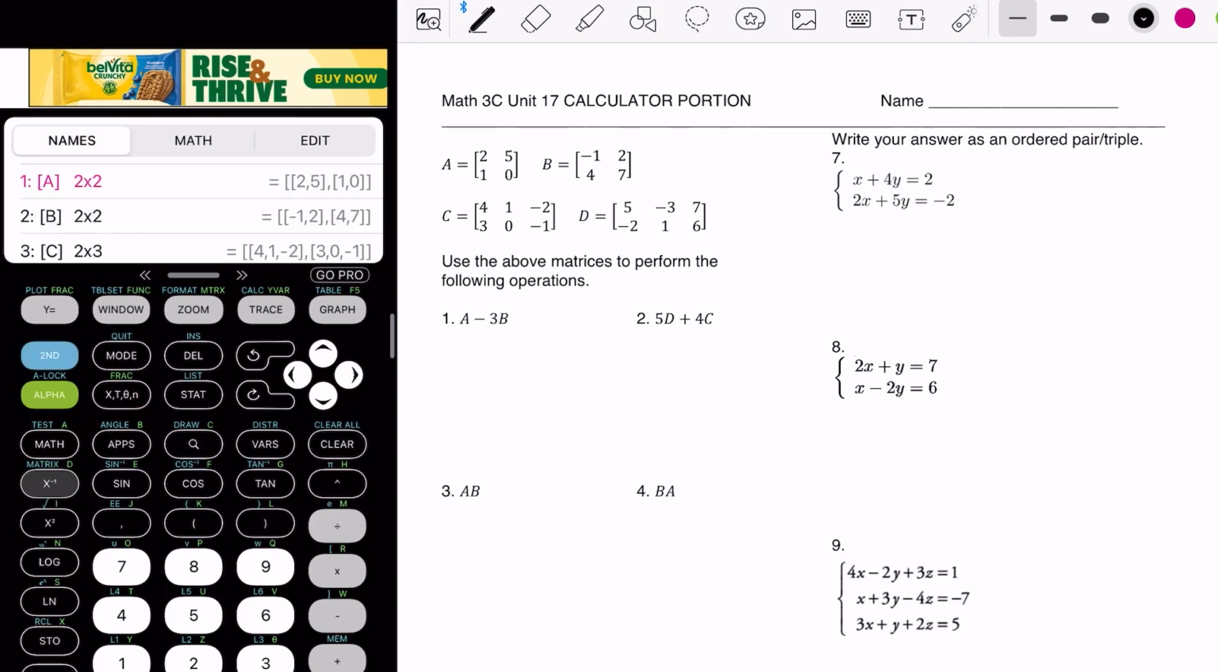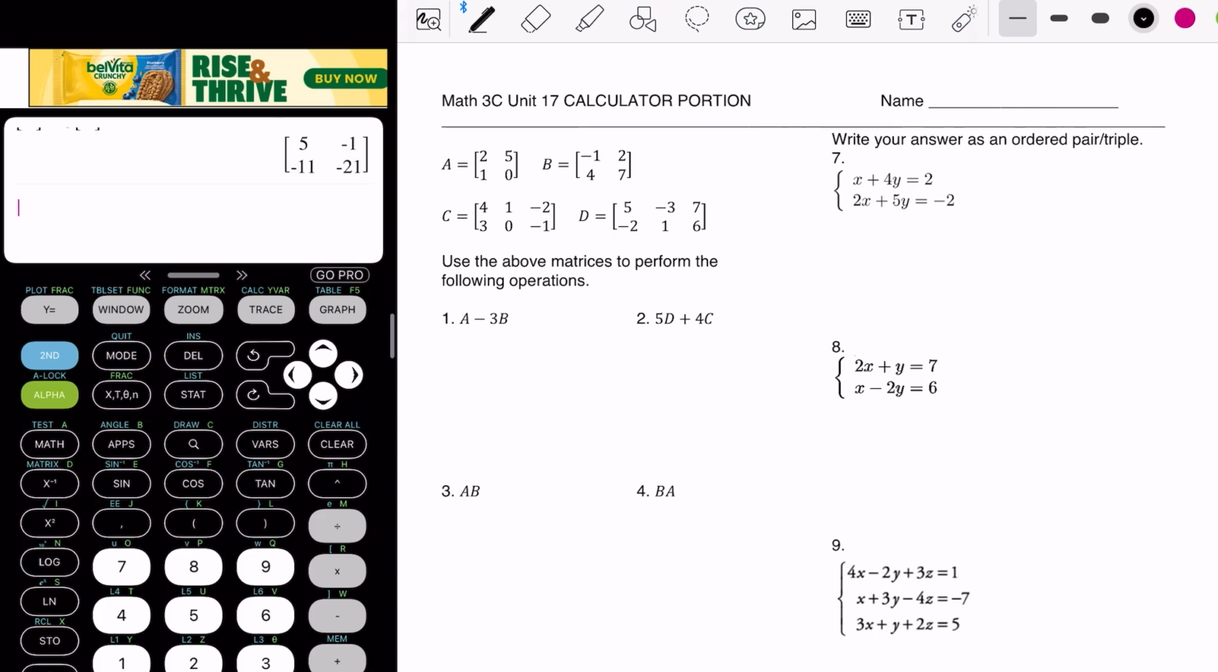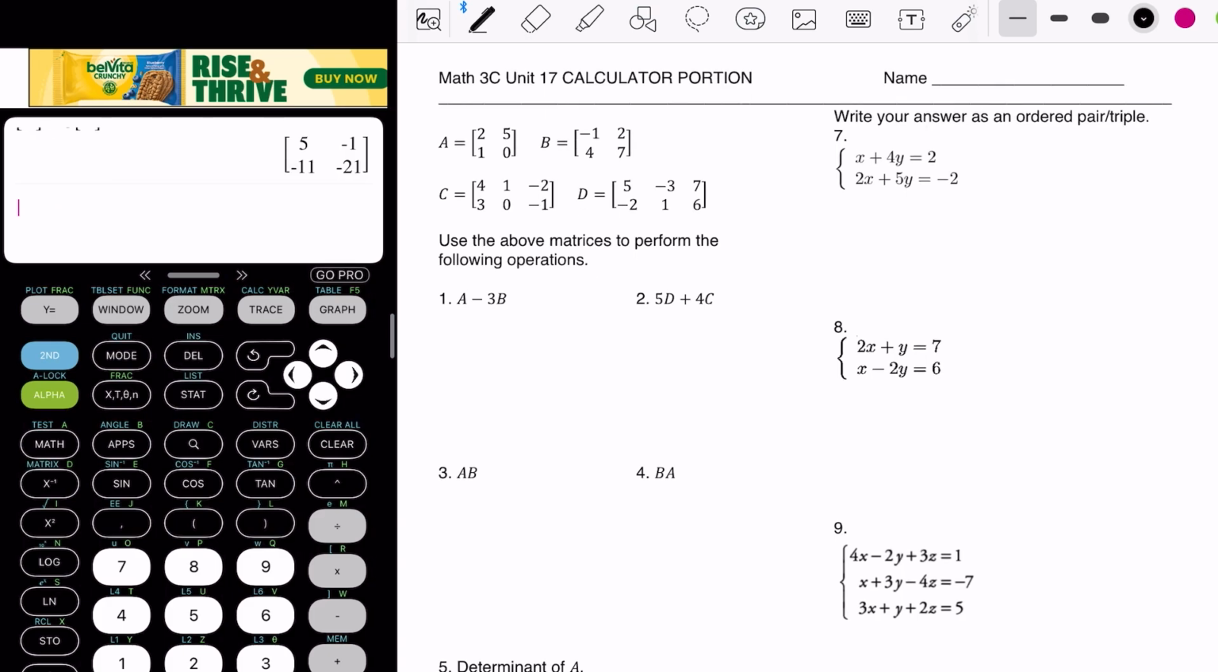So go back to your matrix app. This time I am going to use the A one with names, minus, and then the number 3, and then second matrix, and then we're going to call B, and then we're just going to write that down.